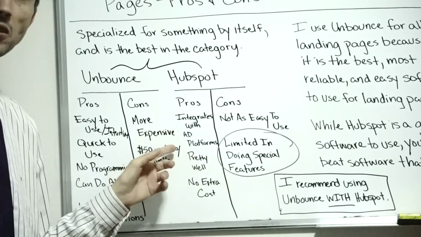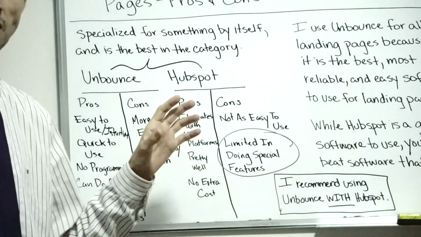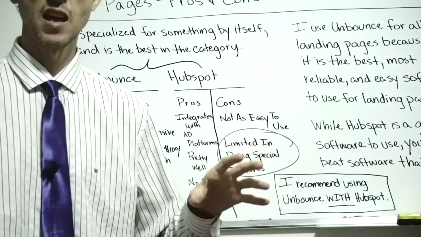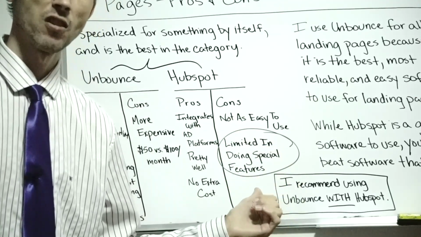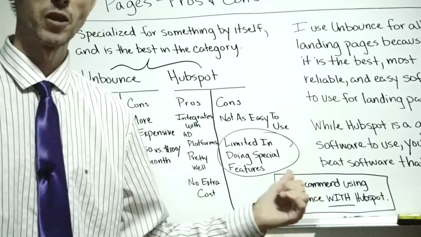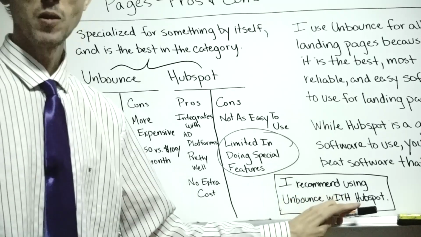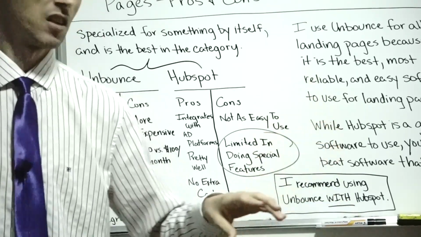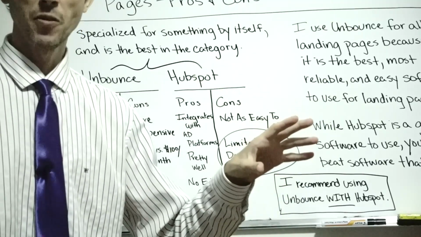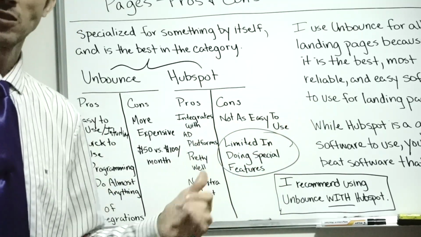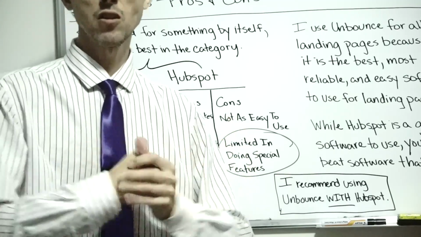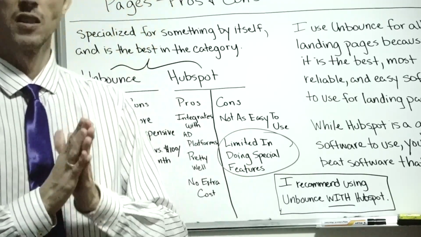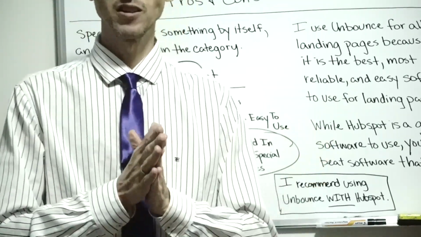That extra $50 a month, you're making that back at least times 10, because you've got the power of Unbounce in your hand versus HubSpot by itself for landing pages. Unless you're spending $10 a month on advertising, then maybe that's not the case. If you're spending over $1,000 a month on advertising and you don't have Unbounce, you're kicking your own ass here, basically. At the end of the day, just to sum it up in one simple statement.